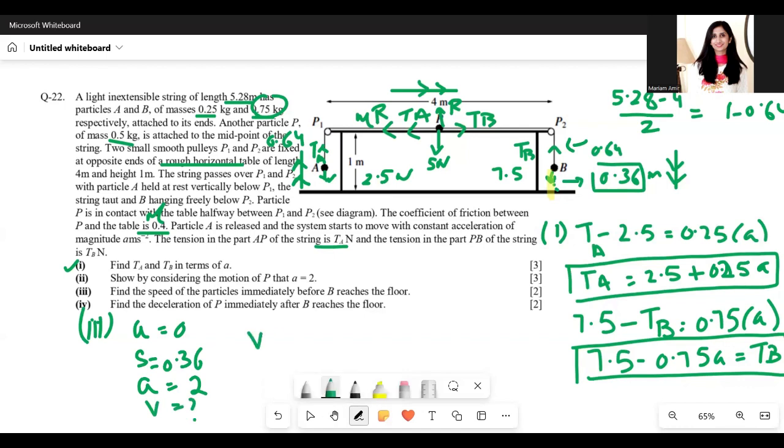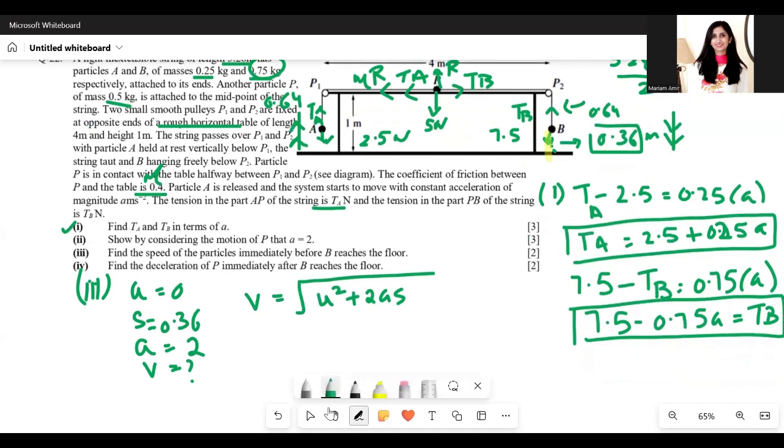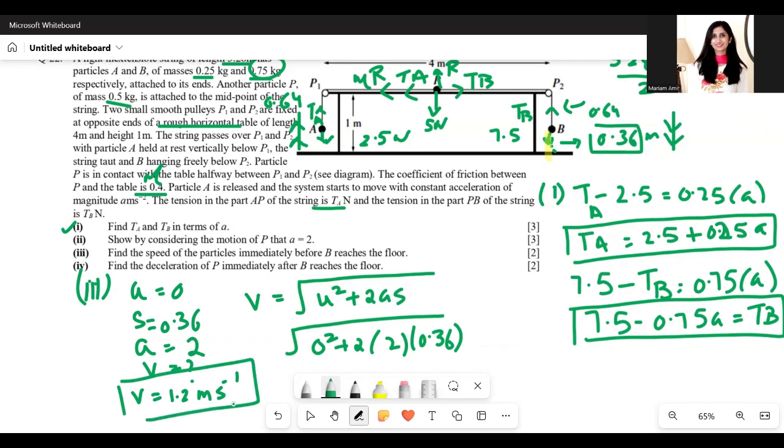So v squared equals u squared plus 2as. Zero squared plus 2 times 2 times 0.36. This gives 1.44, so v comes out to be 1.2 meters per second. This is going to be the speed of B before it reaches the ground.